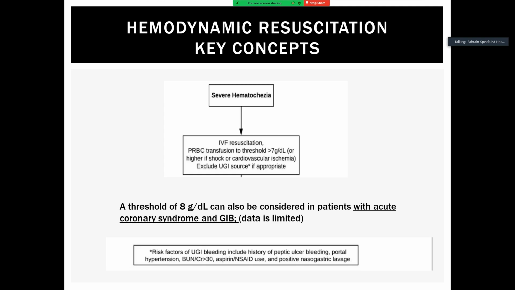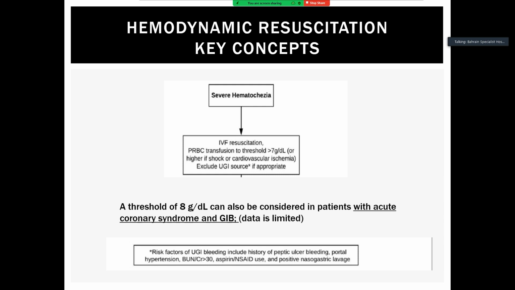This is a part of the flow chart the guideline has recommended. I've cropped it up to go step by step. Any patient who has presented with severe hematochezia, we need to do fluid resuscitation in the form of crystalloid and manage the pulse rate and the blood pressure. In cases of severe bleeding, blood transfusion is required.